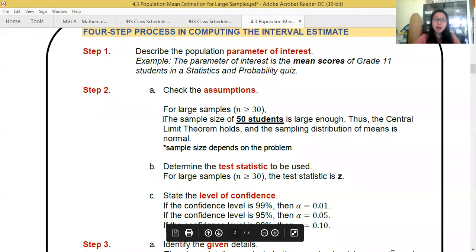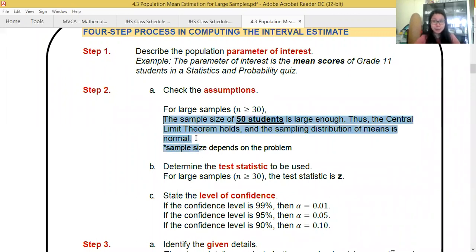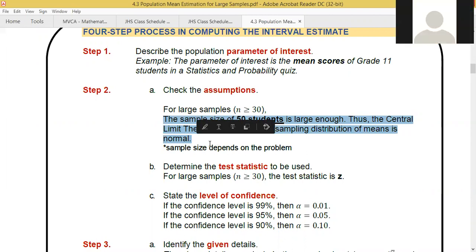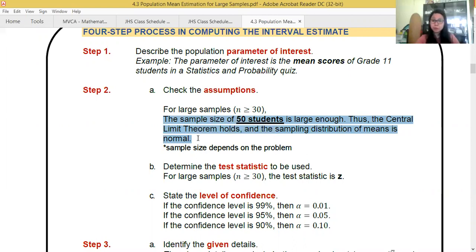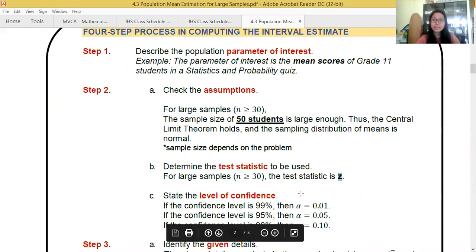How do we state our assumption for large samples? Actually, you can copy paste. Just change the one with the underline. We say the sample size of 50 is large enough. Thus, the central limit theorem holds and the sampling distribution of means is normal. We need to assume that it's normal or normally distributed, or else we could not make an estimate. Next, test statistic. If the sample size is large, then we use the test statistic Z, or we call it the Z test.